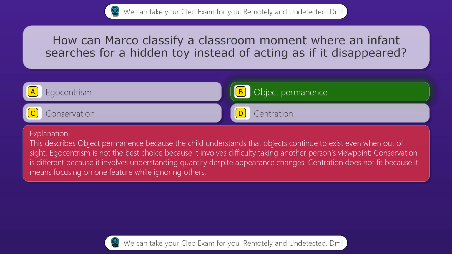This describes object permanence because the child understands that objects continue to exist even when out of sight. Egocentrism is not the best choice because it involves difficulty taking another person's viewpoint. Conservation is different because it involves understanding quantity despite appearance changes. Centration does not fit because it means focusing on one feature while ignoring others.